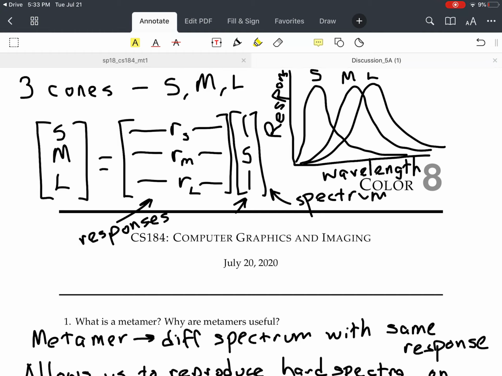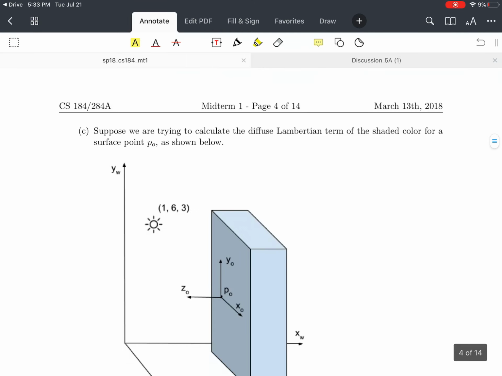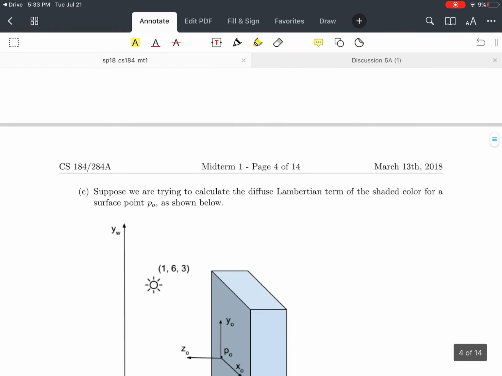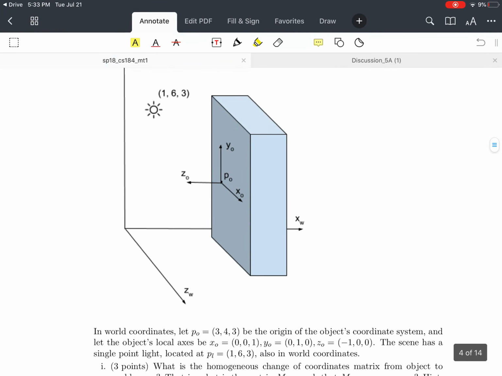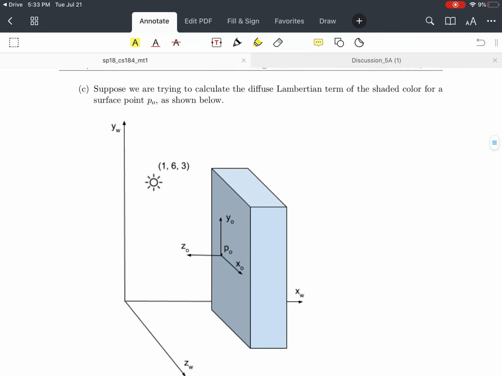Okay, so now that we've done that, what we're going to do is transition a little bit and work on a practice problem from the Spring 2018 Midterm 1. If you want to do this on your own and you don't want to see the solution yet, definitely take a stab at it. I'm going to go through it, so if you want to come back later and look at the solutions, that's totally fine. Okay, so let's get started.